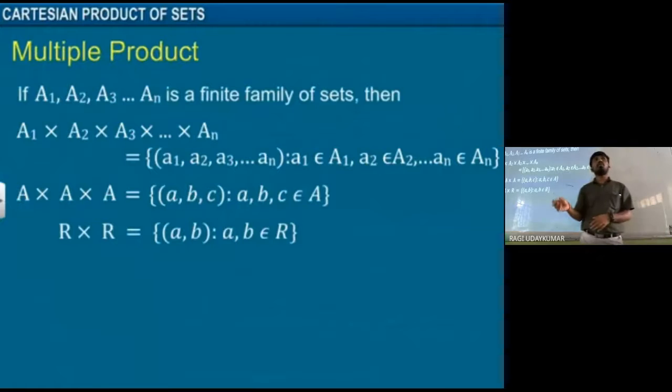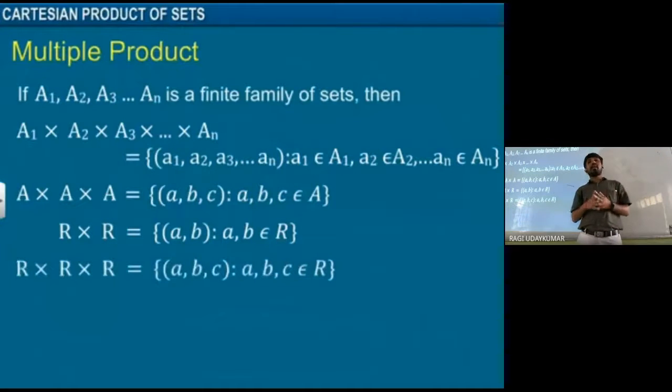A pair is nothing but 2. Only when there are 2 elements do we say ordered pair. Otherwise, when there are 3 numbers, we call it an ordered triplet.